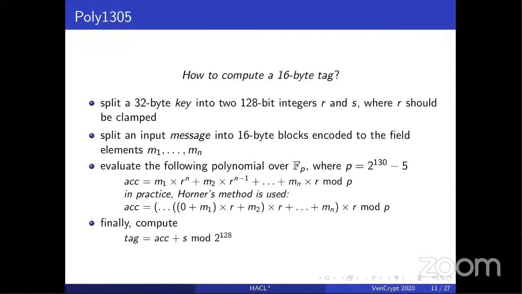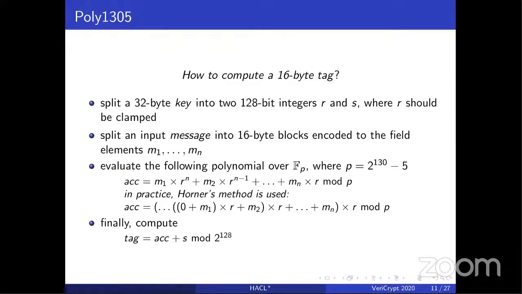How to compute this tag? You will need to split a key into 128-bit integers R and S, where R should be clamped. Then you need to split an input message into 16-byte blocks encoded to field elements. And then you will need to evaluate a polynomial over the finite field, where the modulus is known. The prime P is equal to 2 to the power 130 minus 5, from which you can see the name of this algorithm.